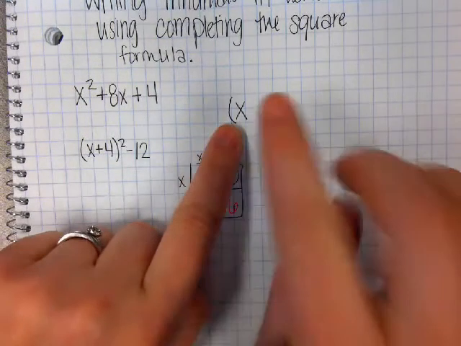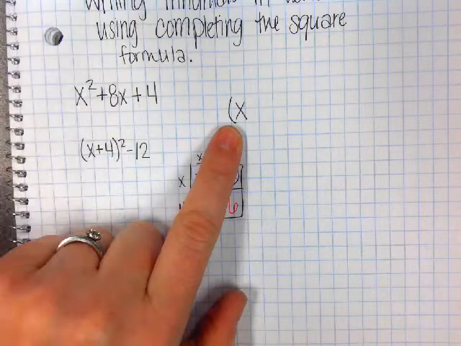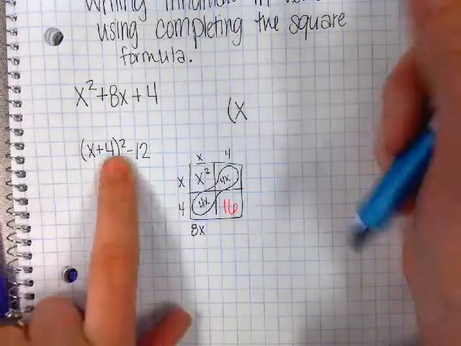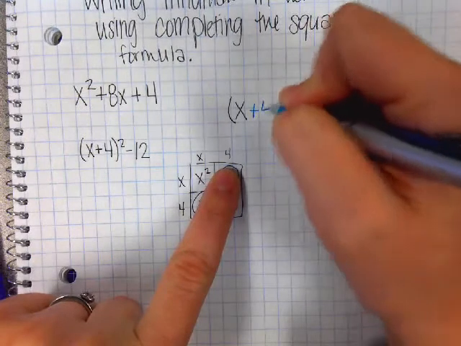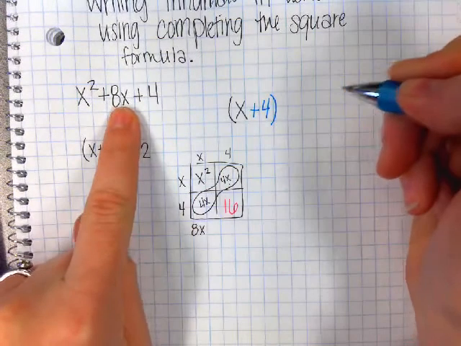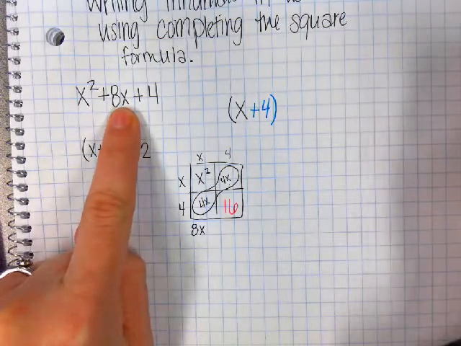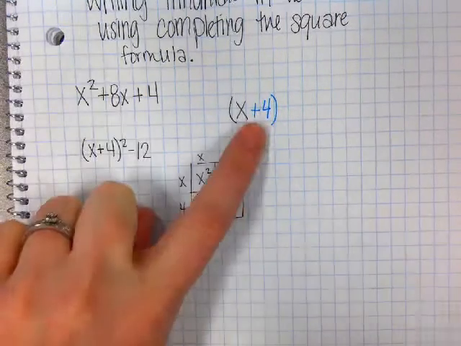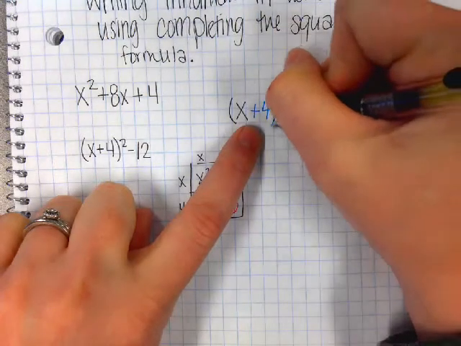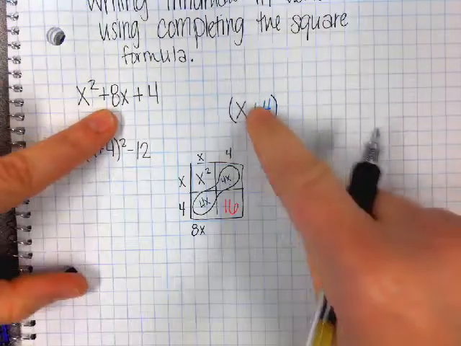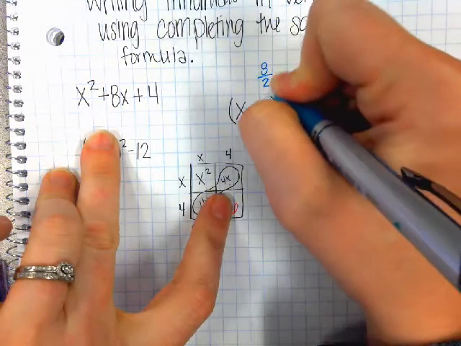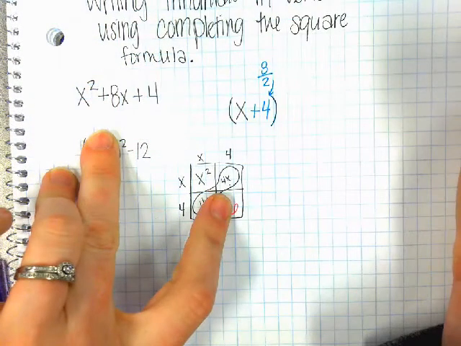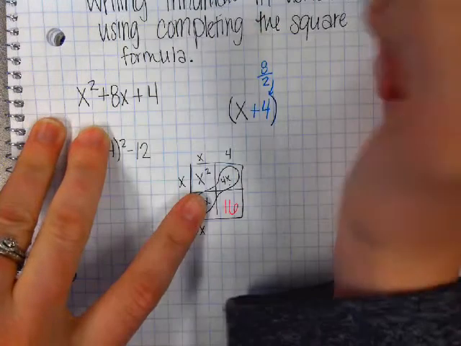So right up here, what goes inside of the parentheses? What did we say? x plus 4. Now, where does that 4 come from in relation to this 8? If we're just trying to write the formula, how would I get that 4? 8 divided by 2. So this 4 right here comes from the 8 divided by 2. 8 divided by 2 is 4, right?